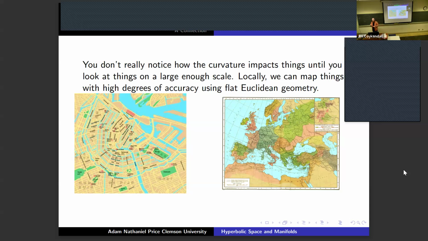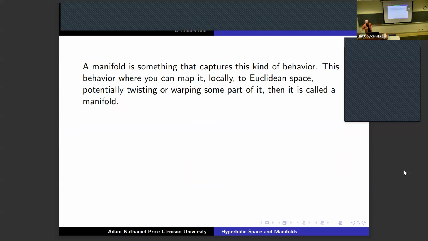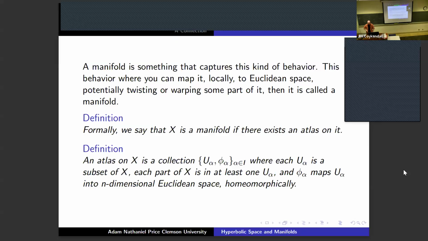And so we compile these books of maps, an atlas, where each region, you take the region and you flatten it out onto Euclidean space so that you can get an understanding of it. This is where our first tangent comes up. A manifold is something that has this kind of behavior, where you can map it locally to Euclidean space. So if you're walking about on a particular region of that manifold, you can map it with a flat sheet of paper. You can draw it. You, of course, have to potentially twist or warp it, but that's what a manifold is.